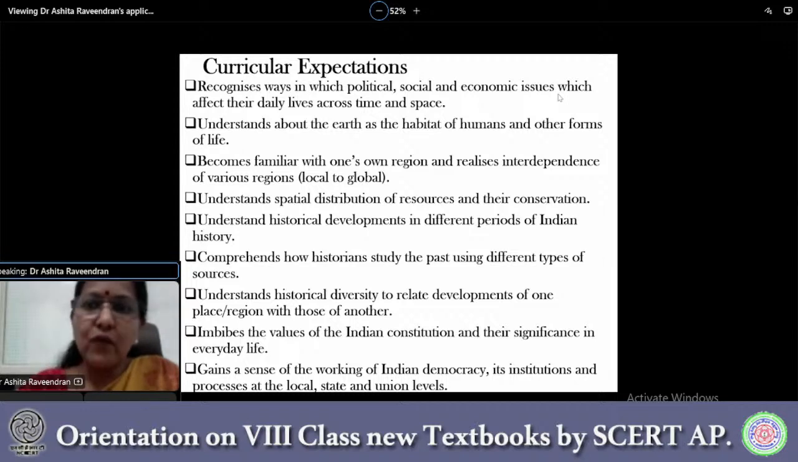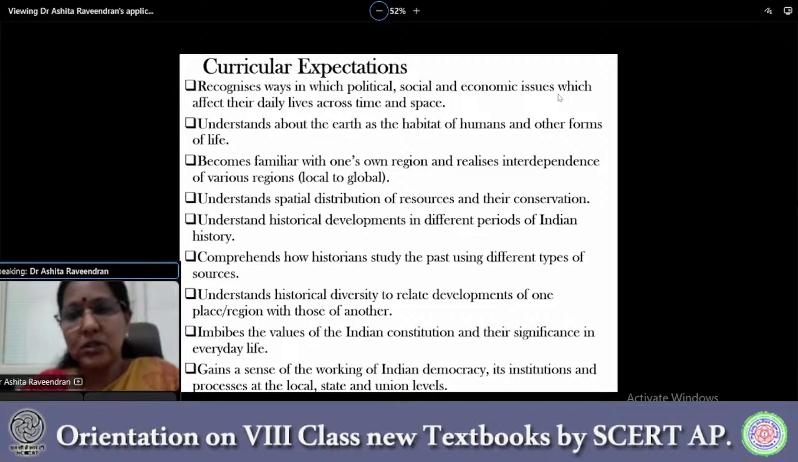There is a need for understanding the historical developments, especially in different periods of Indian history. In Indian history, various developments have happened, and so these periods, how they have been classified, and how we learn from the past will help us to move forward. So this learning is very essential, and we also need to comprehend how historians study the past and use the different types of sources.